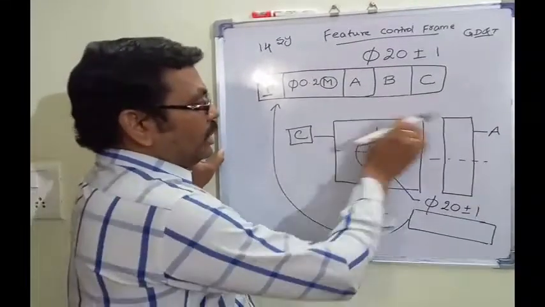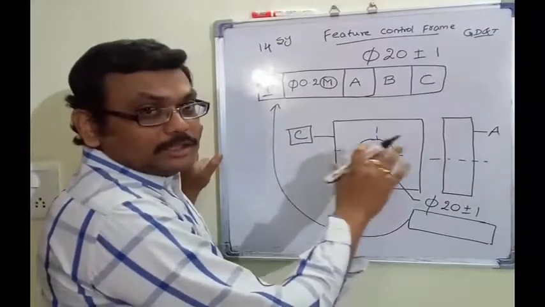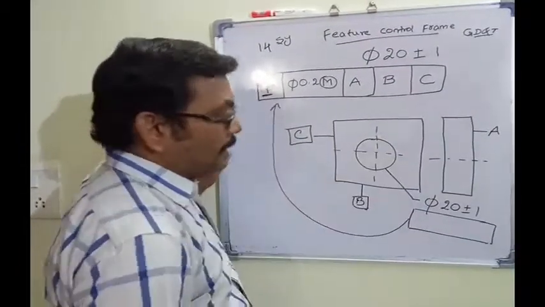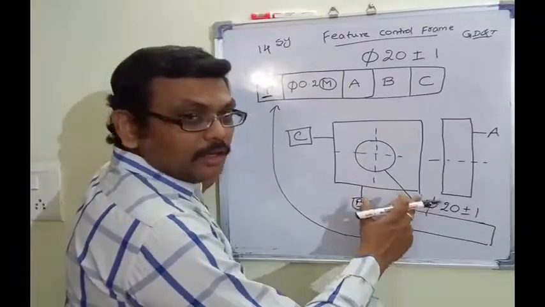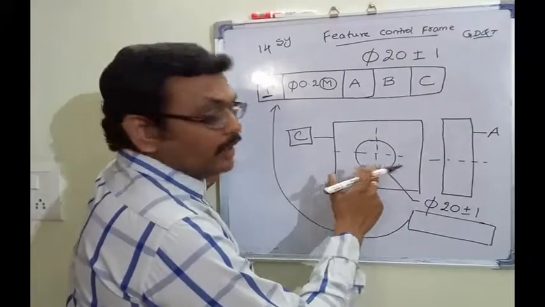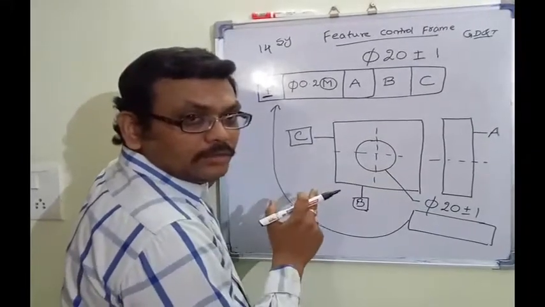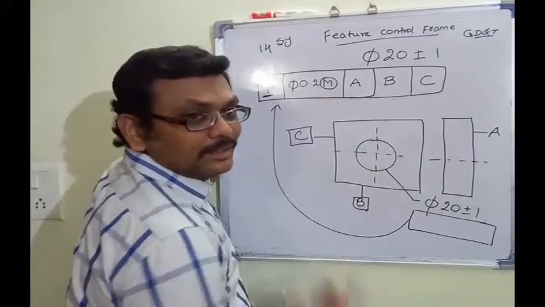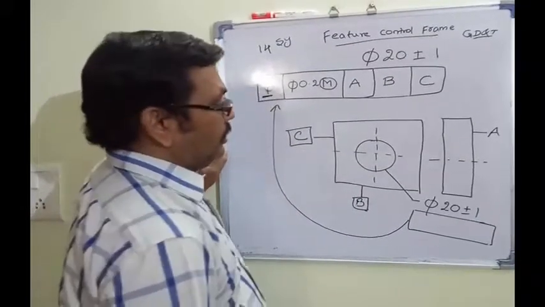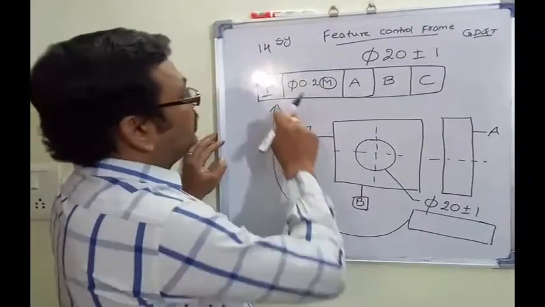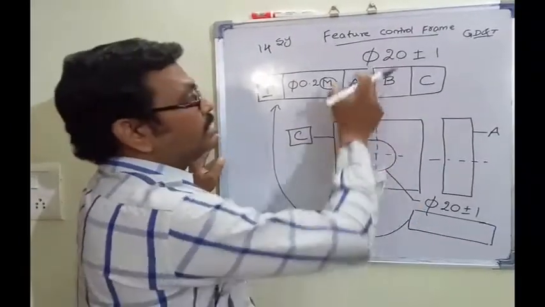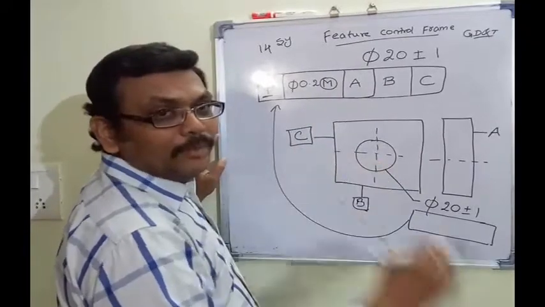We know about how to dimension this outer surface. We won't discuss the outer surface dimension as of now. So we see about how to dimension this 20 diameter hole and how to position this 20 diameter hole, right? So this is the feature control frame that we use for dimensioning a circular component.